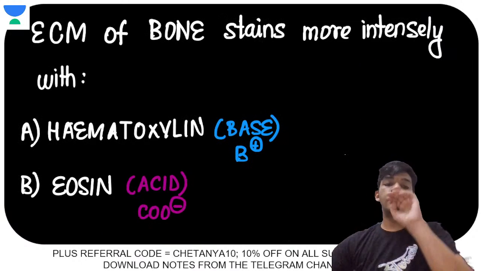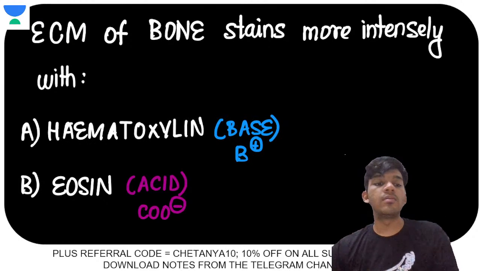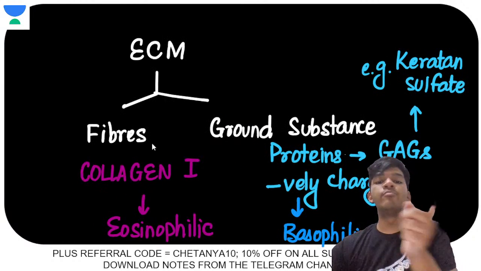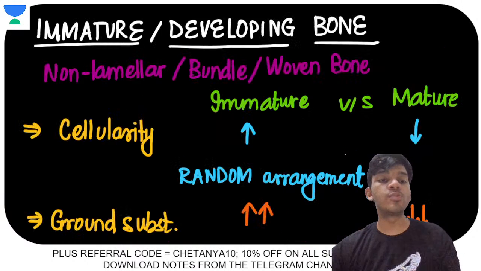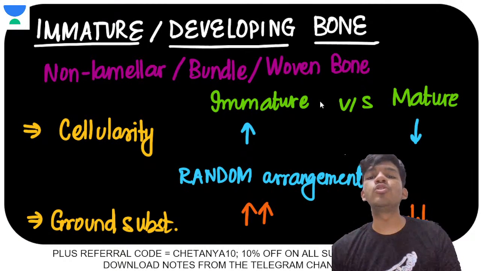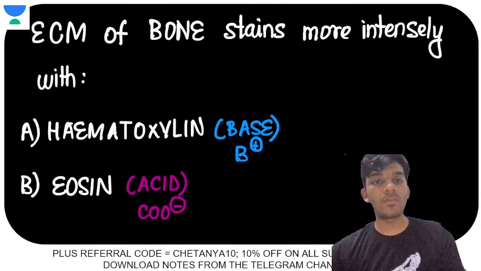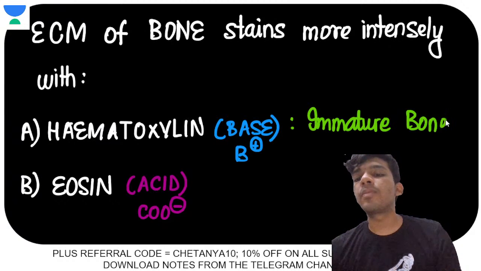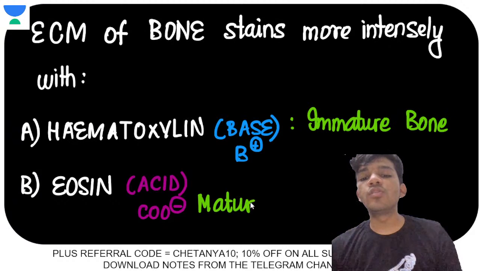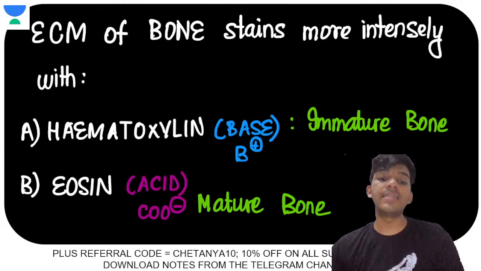So now you can make out that the extracellular matrix of bone stains more intensely with hematoxylin in case of which bone? Remember, in mature bone you have more fibers, and in immature bone you have more ground substance. Ground substance is much more in immature bone as compared to mature bone. So immature bone is going to stain basophilic. Let me just write it here, immature bone. That is a very, very important differentiation, conceptually very important.